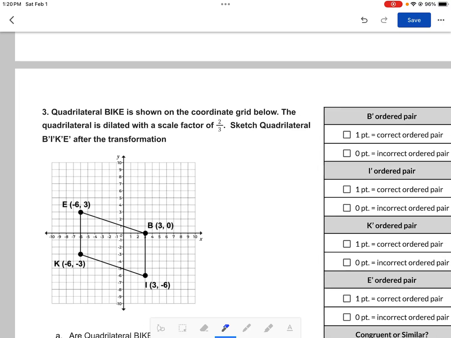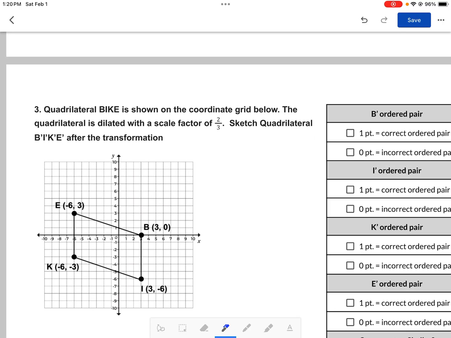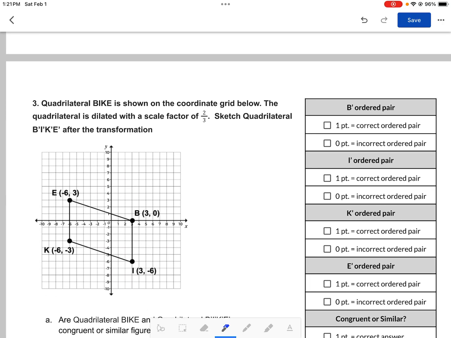Looking at number 3, it says quadrilateral BIKE is shown on the coordinate grid below. The quadrilateral is dilated with a scale factor of 2/3. Sketch quadrilateral BIKE after the transformation. Okay, so I'm going to rewrite my coordinates. E, which is negative 6 and 3. B, 3 and 0. K, negative 6, negative 3, and then I, which is 3 and negative 6.